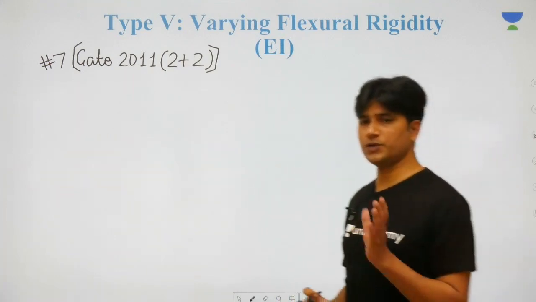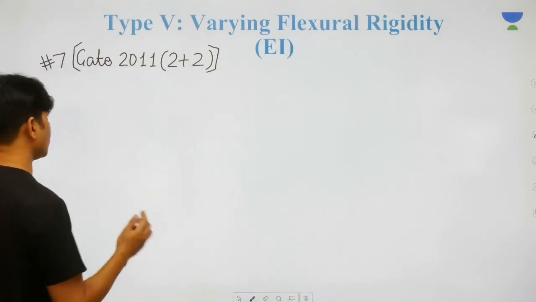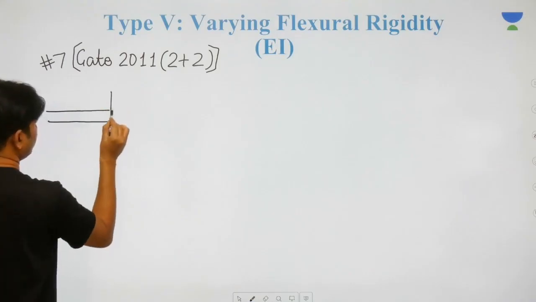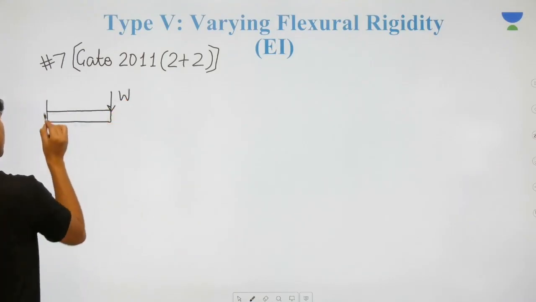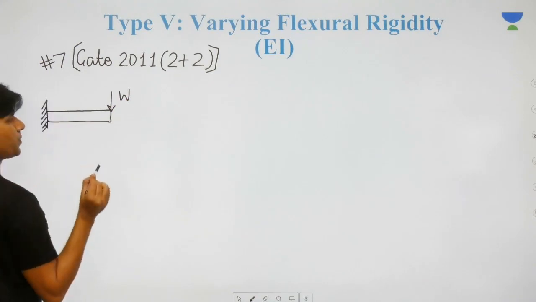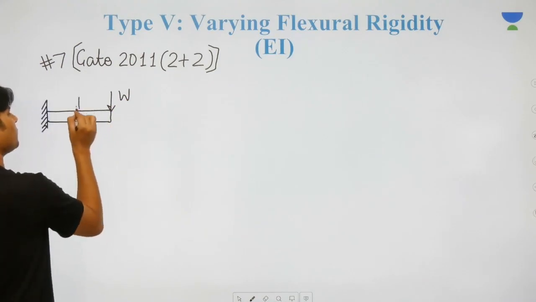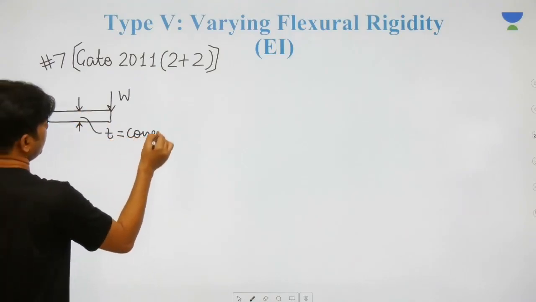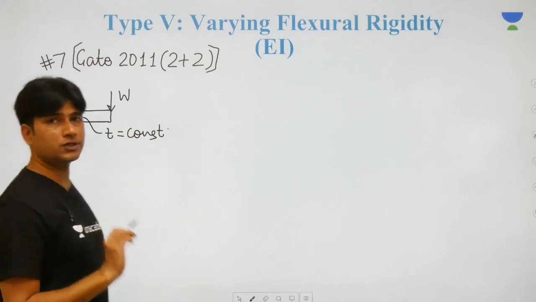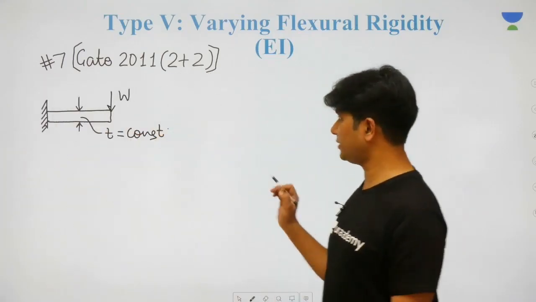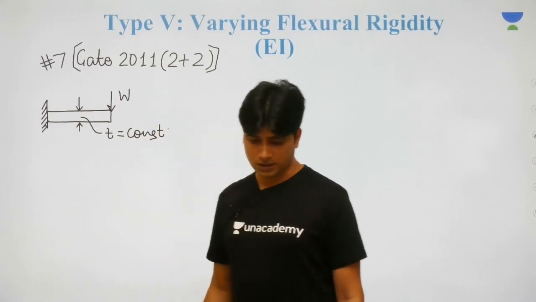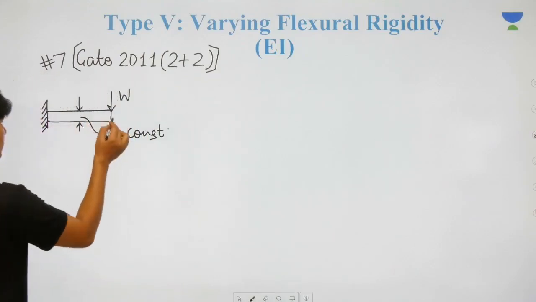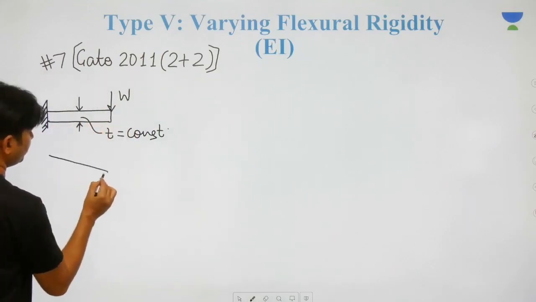Alright, so what is the problem? The problem goes like this. They said that we have a cantilever beam with a concentrated load W at the free end. The thickness of this beam remains constant, but the width of this beam varies linearly with 0 value at the free end and maximum value at the fixed support.